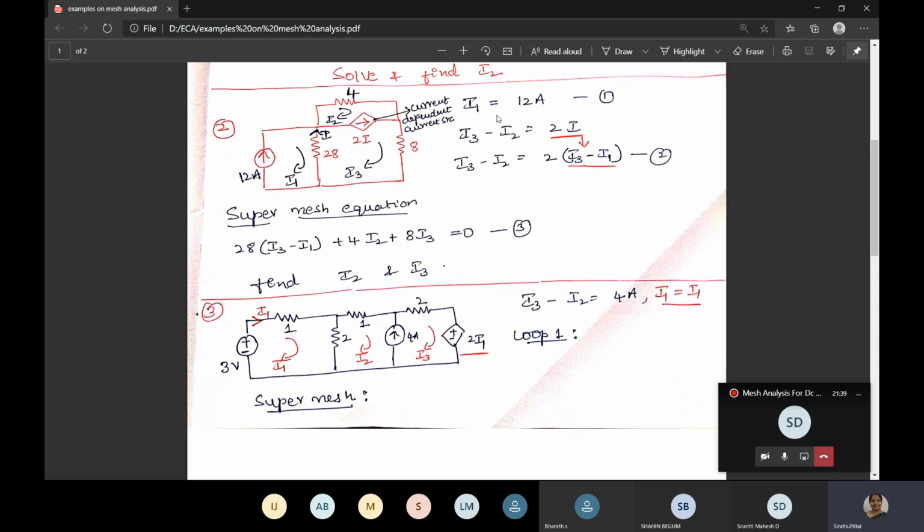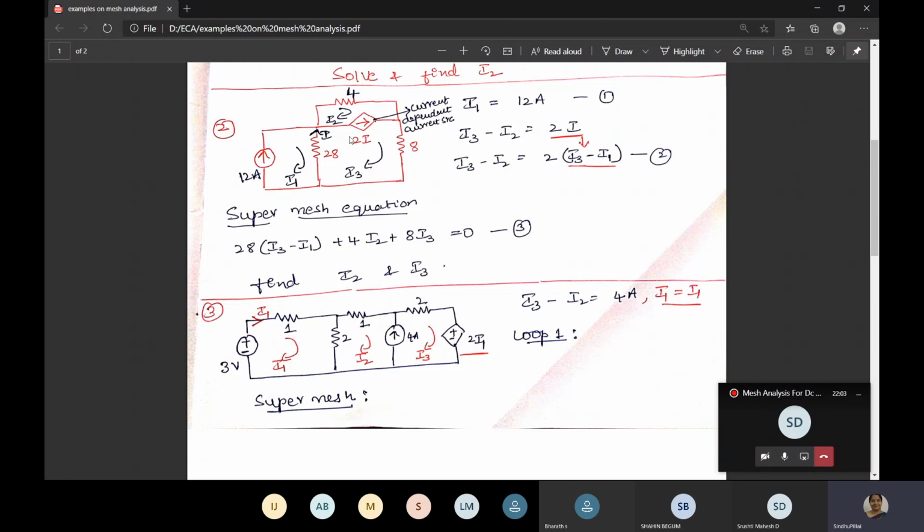So how many unknowns were there? First, there were 3 unknowns. We have already got the answer for I1, so one unknown is cleared now. Still we have 2 unknowns, so we require 2 equations. One equation we got from this current source, and for the second equation you have to write the super mesh equation. Which is the super mesh here? I2 and I3 together is called the super mesh.